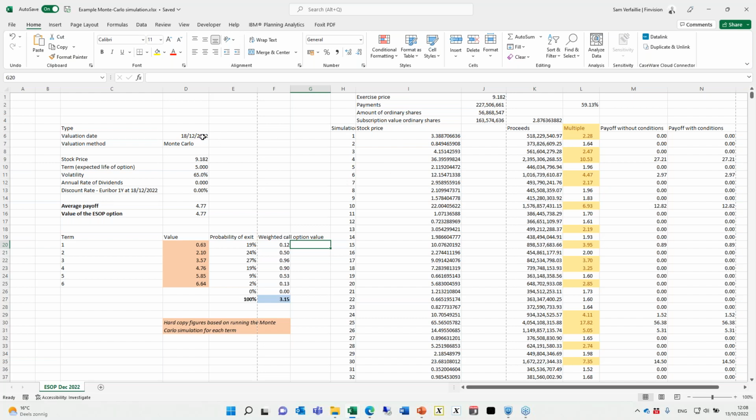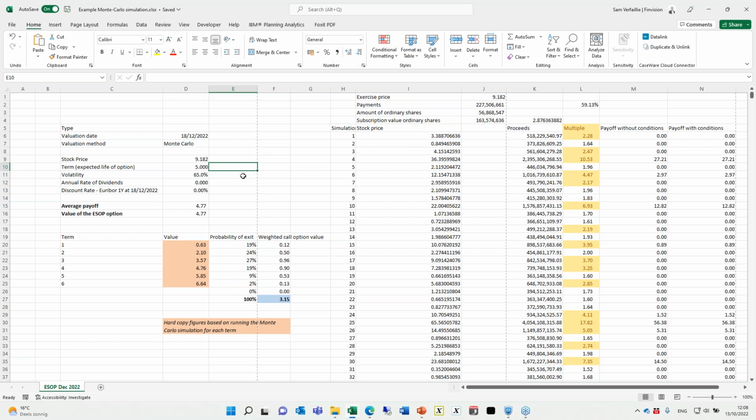The valuation date is 18 December 2022. My stock price is 989.18. My term is 5 years, and I will come back to the term. And the volatility is 65% based on peers. No annual rate of dividends, and the discount rate is 0%. And I need to calculate.